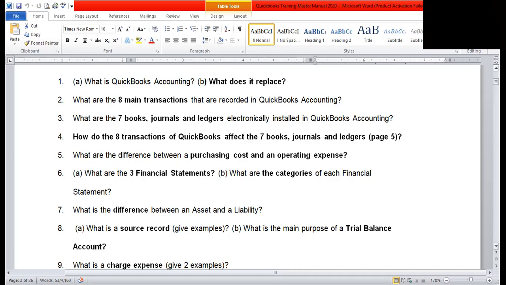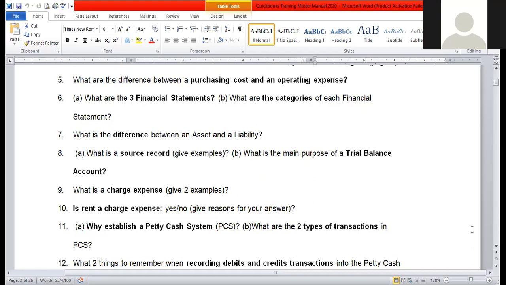So y'all should know what a source record is, so I'm going to go through that with y'all. Now, I know y'all don't know what a trial balance is. Of course, y'all forgot. A trial balance shows the assets and liabilities of a company, basically the position of the company. It has equal debits and credits. Yeah, that's what it is.